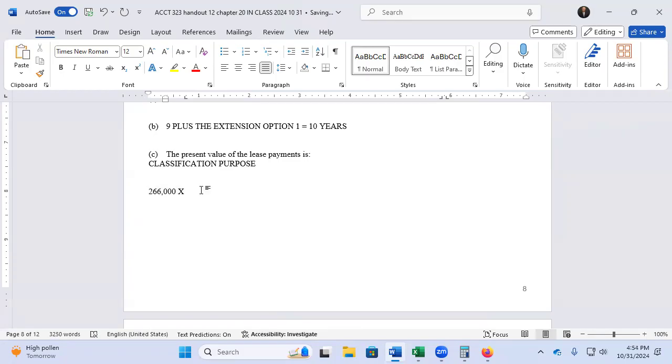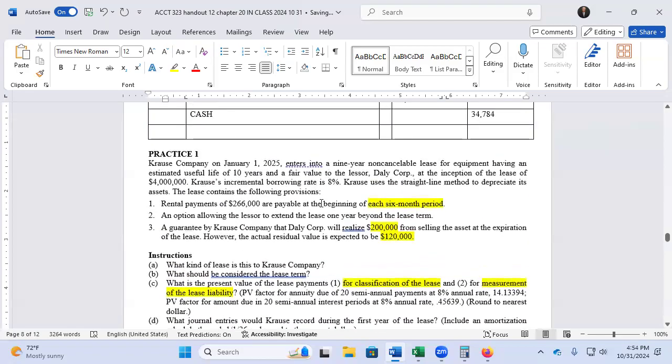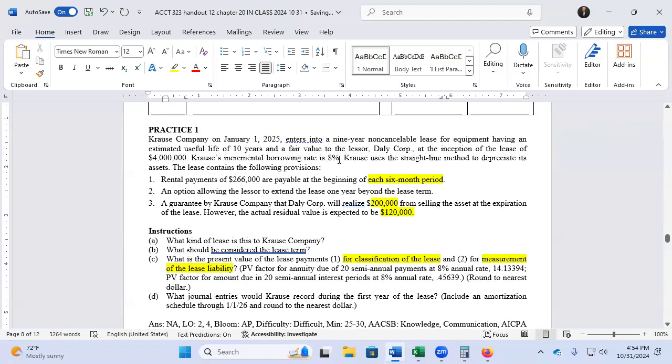And what it does is it takes the number of periods, so 10 years times 2 times a year. And so we want the present value of an annuity due for 20 periods at, I think it's 8%.